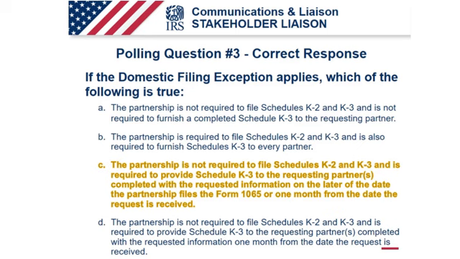So if the domestic filing exception applies, C would be true. The partnership is not required to file schedules K2 and K3 and is required to provide schedule K3 to the requesting partner with the information on the later of the date the partnership files the Form 1065 or 1 month from the date the request is received.